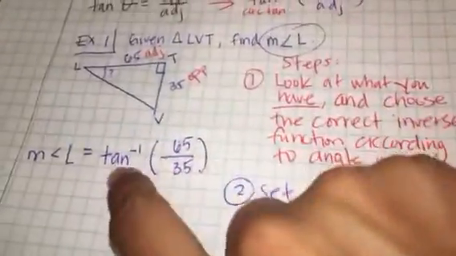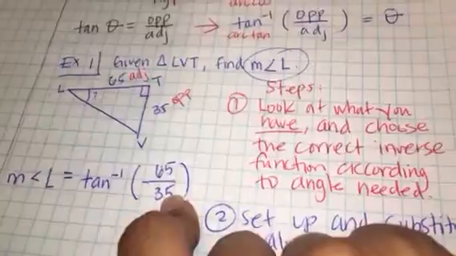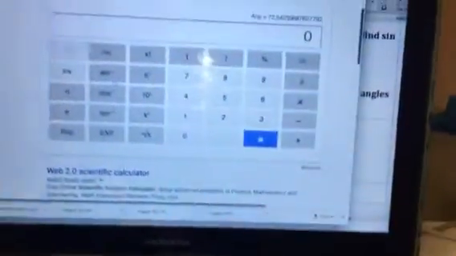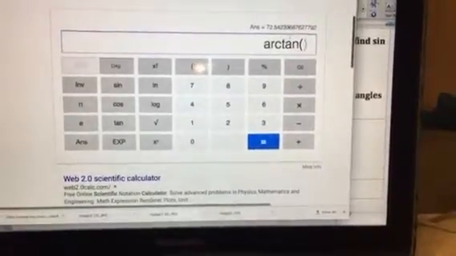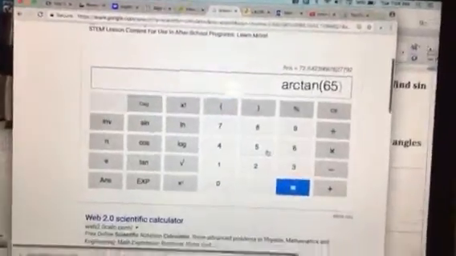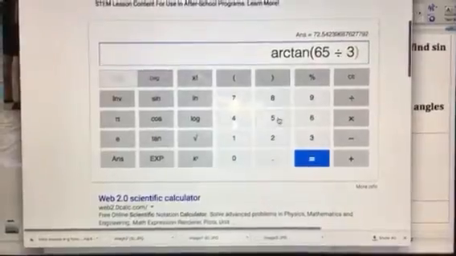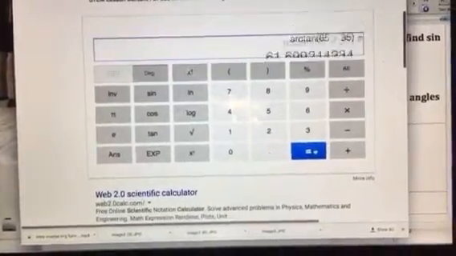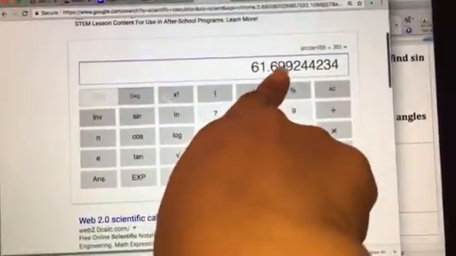Okay, so all I'm going to do is pretty easy. I'm going to put this right here, inverse tangent, and 65 divided by 35, and that's going to give my answer. So inverse tangent, see how I told you it comes out as arctangent, and it was 65 divided by 35, and that will give you your answer. So the answer is 61.69, and again, we are rounding off.